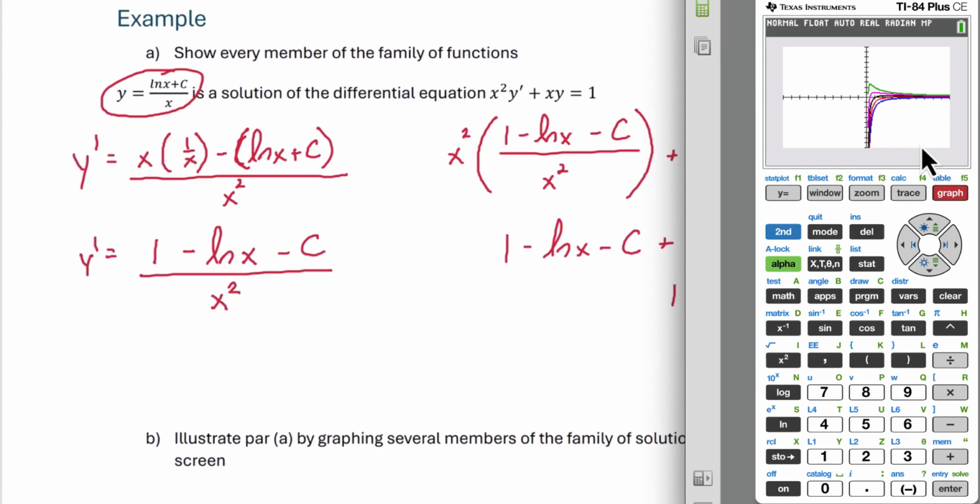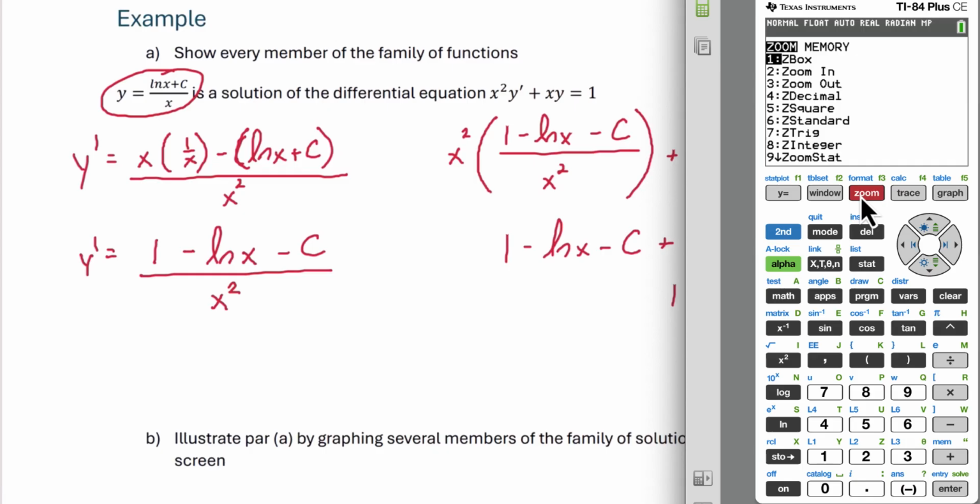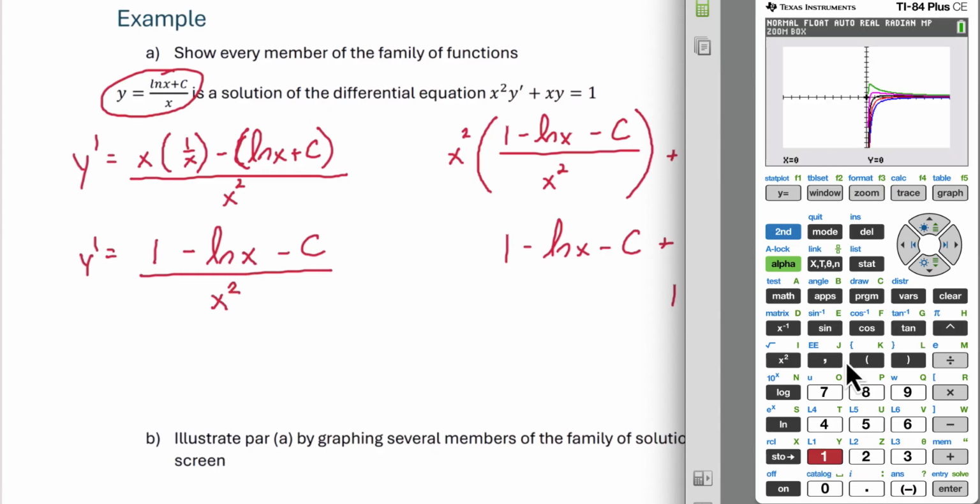And when we graph it, we can see what's happening with this class of functions. If you want, we can zoom in a little bit. We're going to zoom box. Zoom number 1 to get a better zoom window. So what we have here is several different graphs of the solutions to this differential equation.